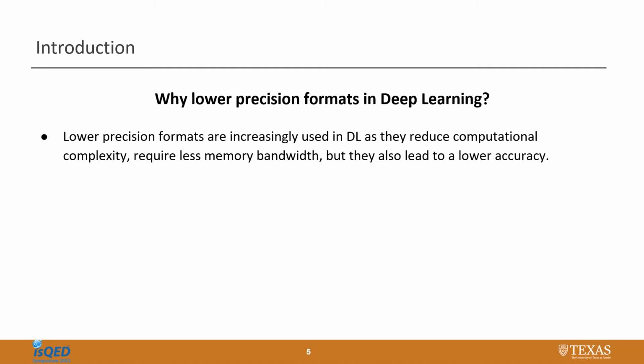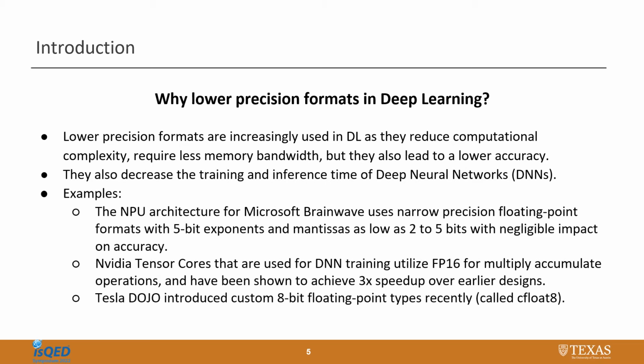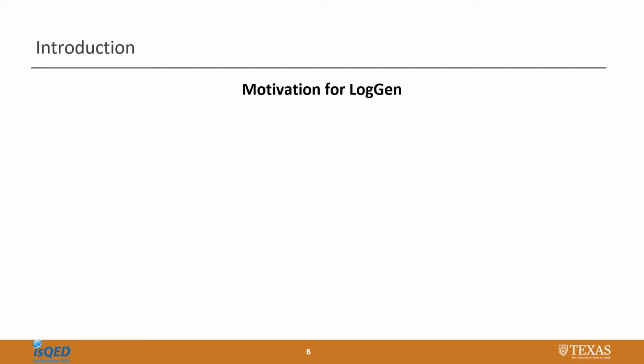The precision used for deep learning algorithms impacts the hardware's area and performance metrics. A lower precision reduces the computational complexity and memory bandwidth required, but leads to a lower accuracy. They also decrease the training and inference time of deep neural networks. It has been shown that a lower internal computational accuracy does not lead to a significant overall accuracy loss in neural networks. This can be seen in Microsoft Brainwave's NPU architecture and NVIDIA Tensor Cores that were successfully able to use smaller precision floating point formats to achieve speed up with negligible impact on accuracy.